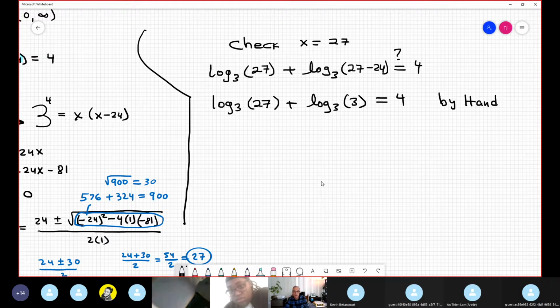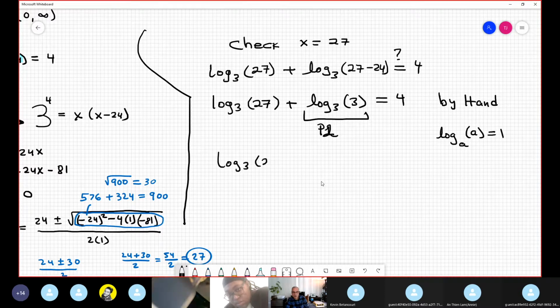By hand is easy because I know property number 2. We just studied the properties of the logarithm. Property number 2 says the logarithm of any base of the same number is equal to 1. And this is one particular case, base 3. So this is 1. So basically, logarithm base 3 of 27 plus 1 equals 4. Do you follow me? Logarithm base 3 of 27 is equal to 4 minus 1, which is 3.